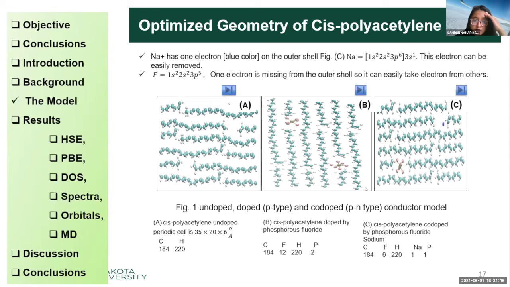So during the class project, we used three types of model. One is undoped, one is the doped model, and the co-doped. In the doped model here we inject p-type dopant, and here we use p and n, two types of dopants.